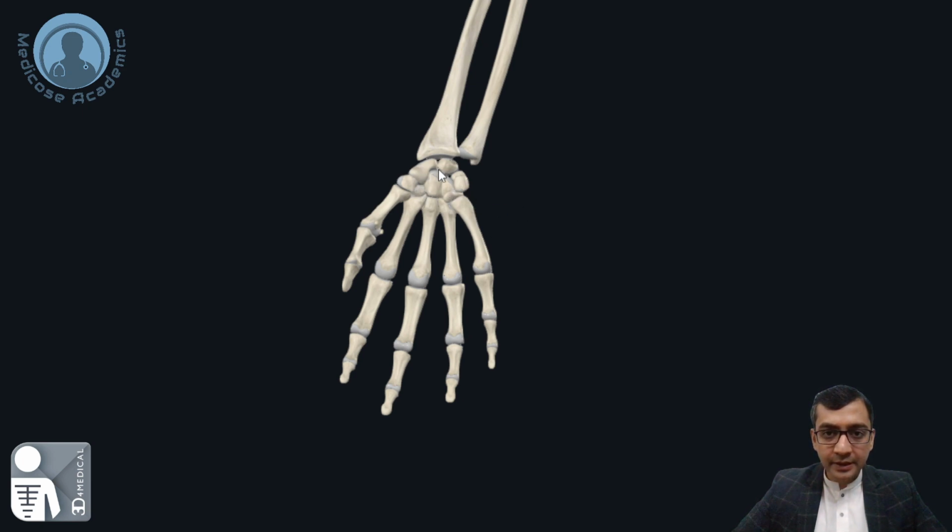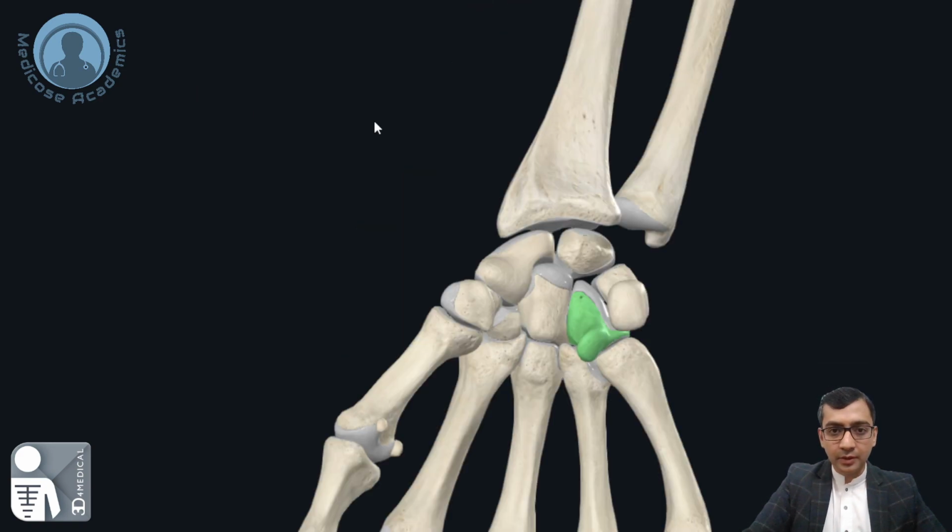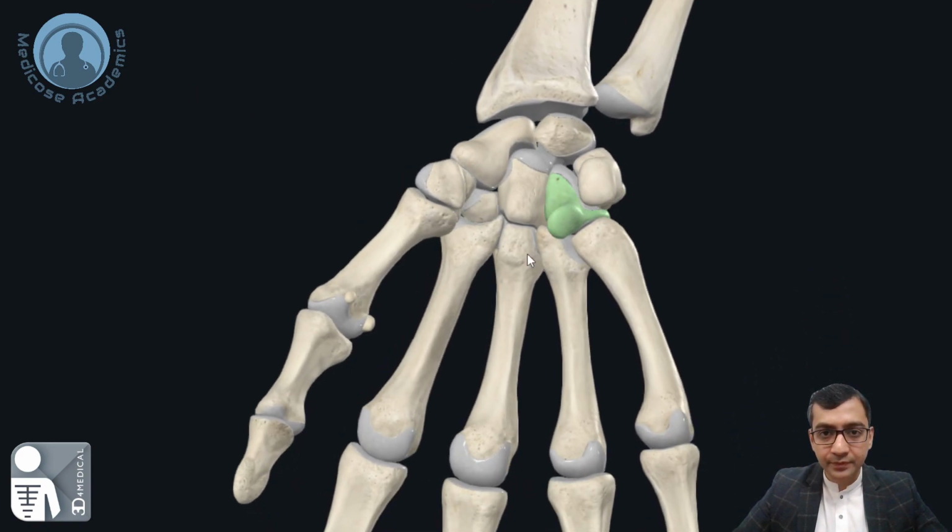The wrist region consists of a number of small bones. These are 8 in total: 1, 2, 3, 4 in the proximal row, and 1, 2, 3, and 4 in the distal row. These are the bones of the wrist joint.